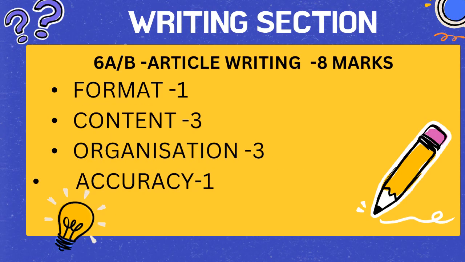Now next is the 6th, A or B. You have a choice and it is regarding article writing, which is for 8 marks. Here also you must understand format is very important. Format is 1 mark, content is 3, organization is 3 and accuracy is 1 mark. Now here you must understand that format means the title and the name of the person writing the article. This is what is called the format.